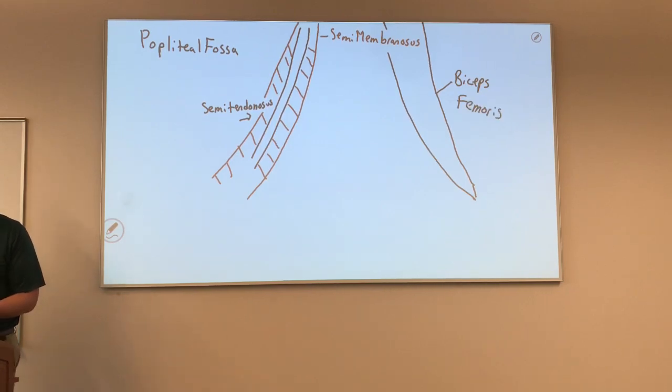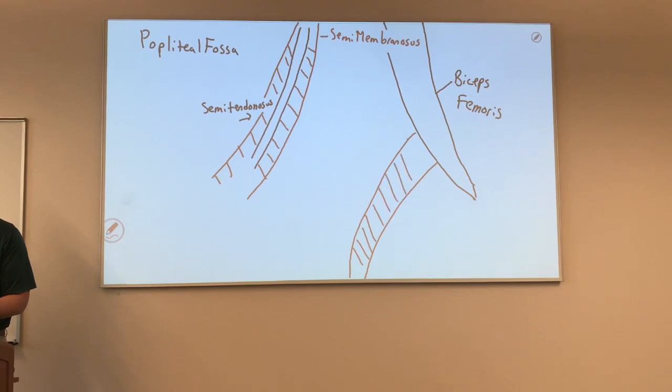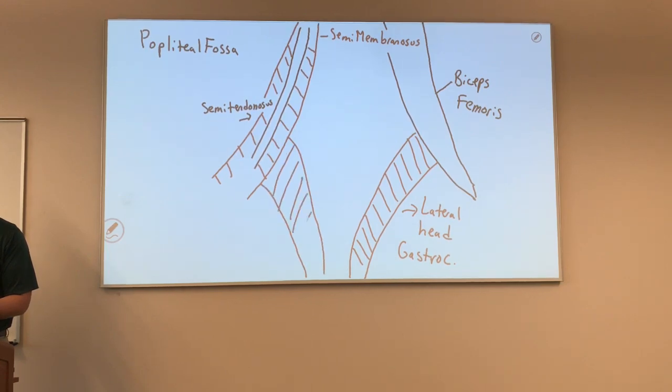And those are going to be my medial and my lateral superior borders to the popliteal fossa. The other big group of muscle here is going to be the gastrocnemius. Gastrocnemius is going to have two heads. It's going to have a medial head and a lateral head. So this is going to be my lateral head of the gastroc. And then obviously if I have a lateral head of the gastroc, I'm going to have a medial head of the gastroc as well. So these are going to form the borders of my popliteal fossa.